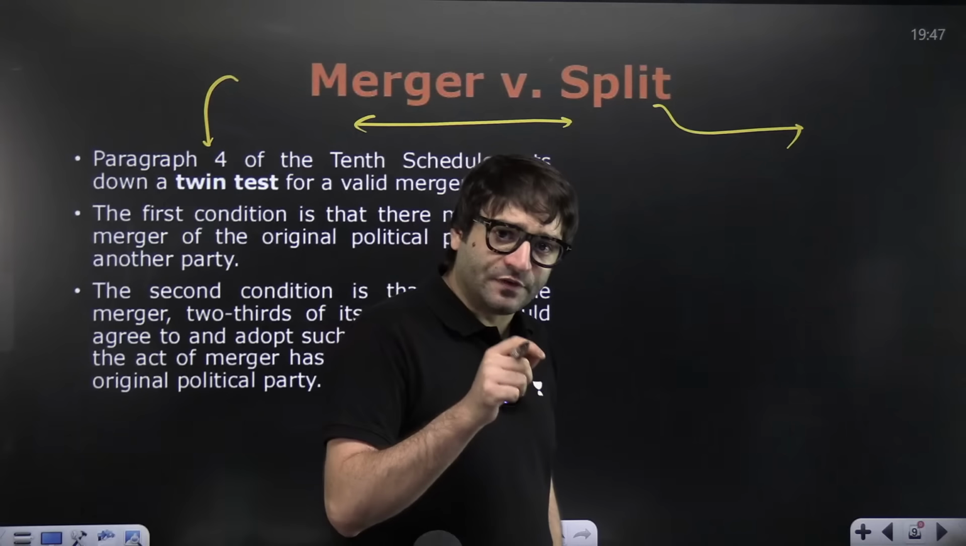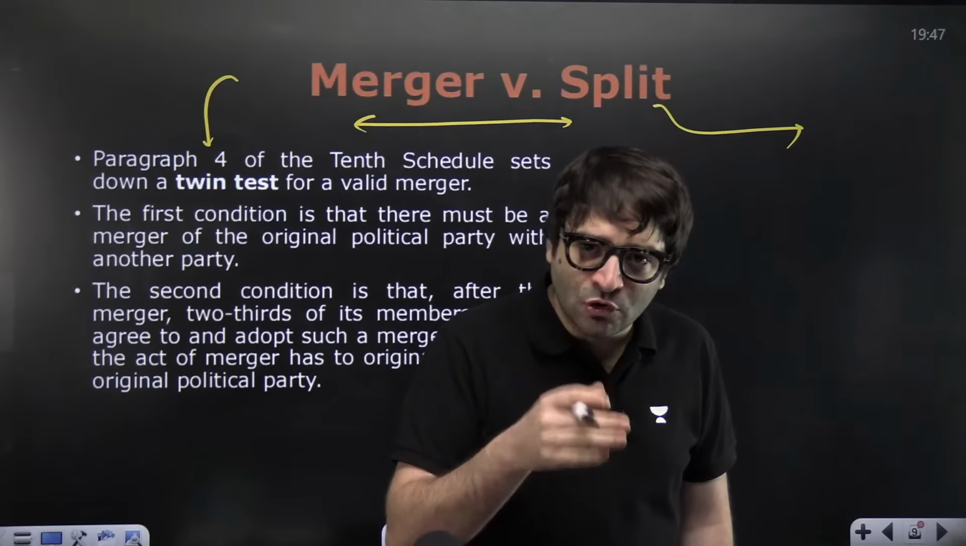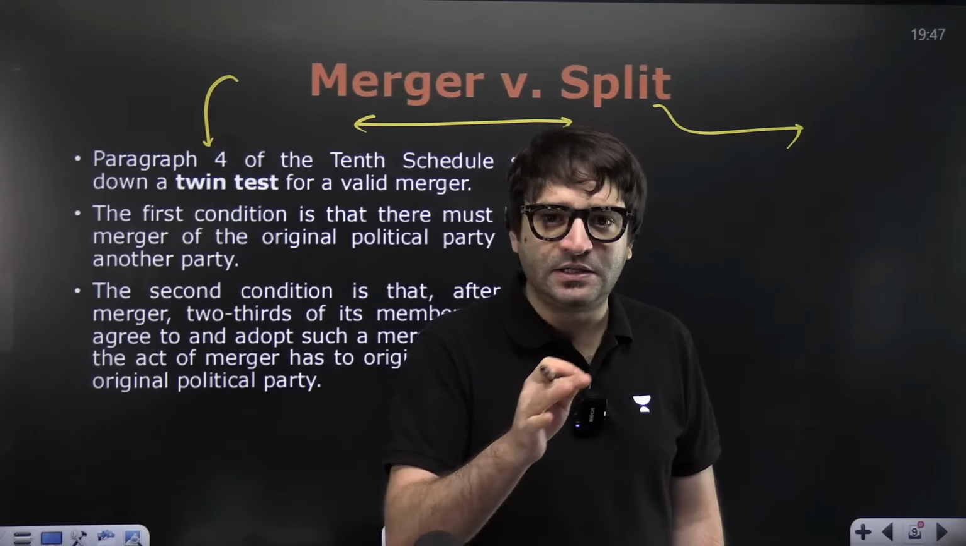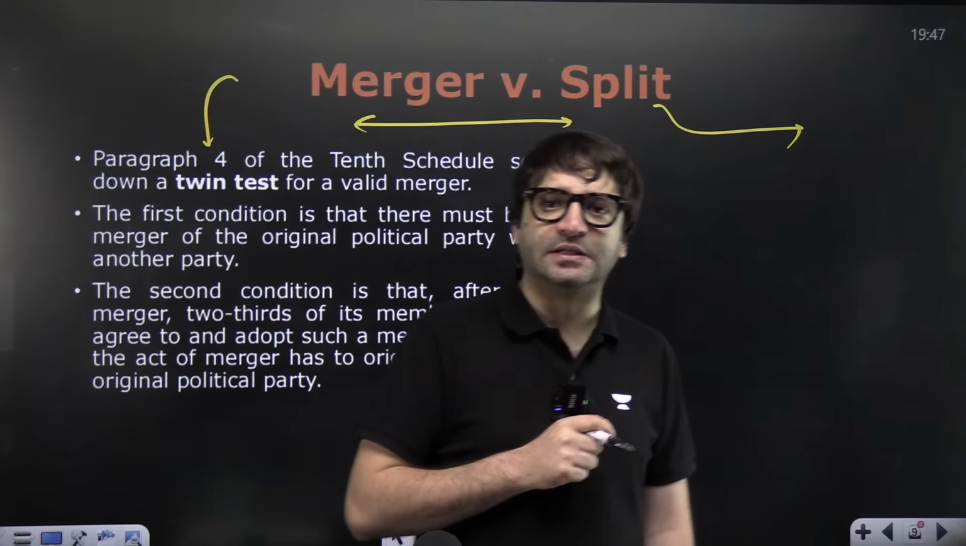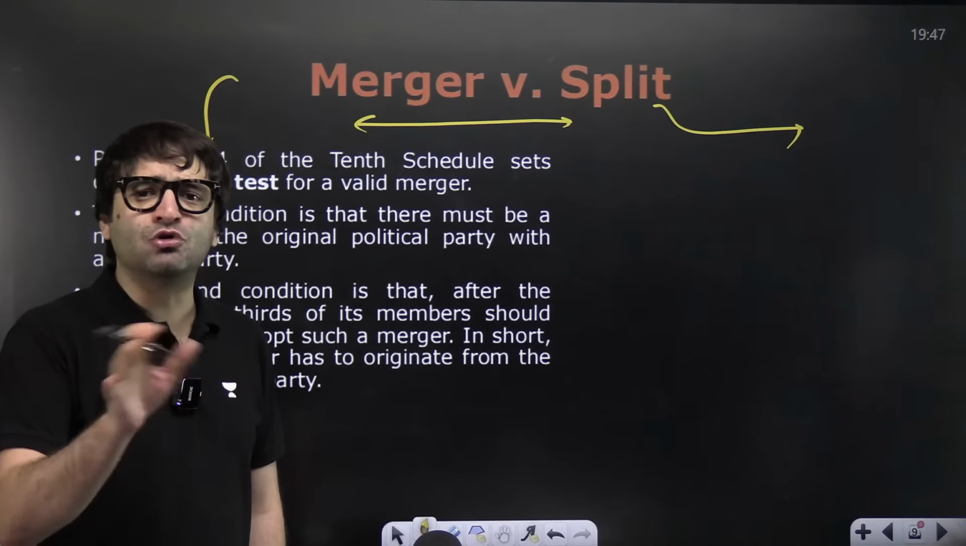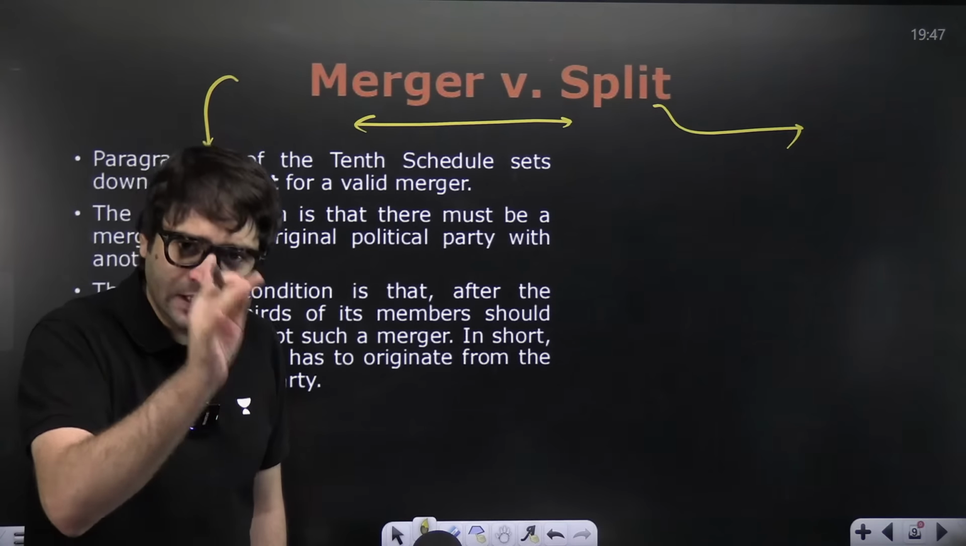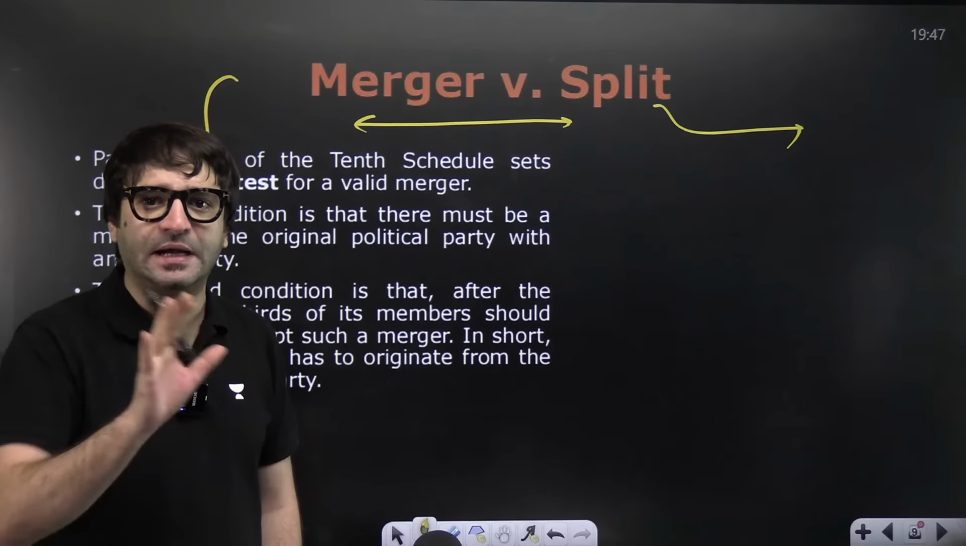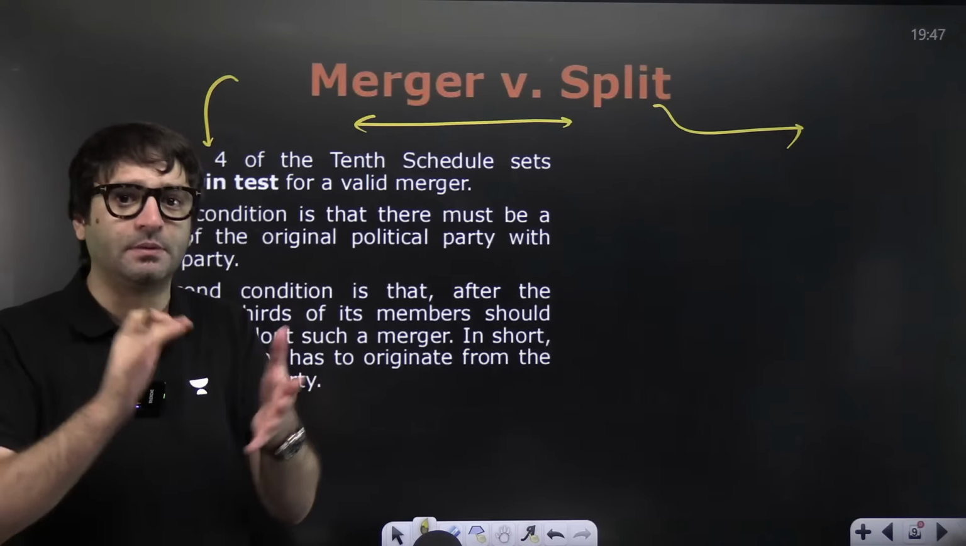But this provision of a split was removed by a constitutional amendment, 91st Constitutional Amendment 2003, when Mr. Vajpayee was the Prime Minister. Clear? So there is no such thing as a split in a political party recognized by anti-defection law. That's something that you have to keep in mind.